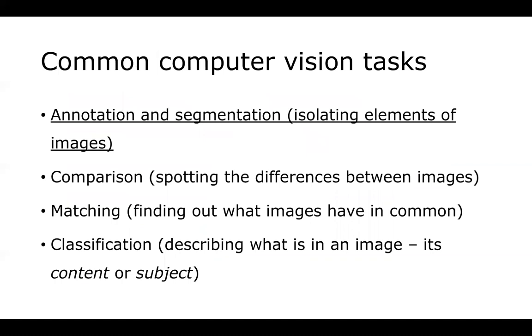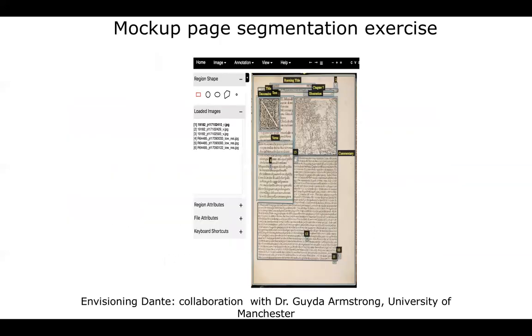So these common computer vision tasks that I introduced, I'm going to go through each of them. Annotation and segmentation. Well, here is an annotation exercise with a view towards segmentation by machine. What you're looking at here is a page from a 15th century edition of Dante. This is part of a project, Envisioning Dante, we're running in collaboration with Guyda Armstrong at the University of Manchester. And this book page is surrounded by the user interface of our annotation tool VIA, which you saw on one of the previous slides.